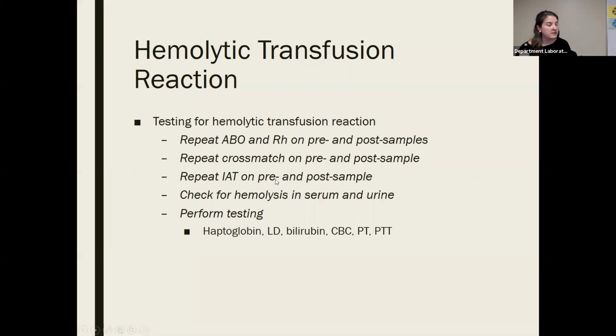We will check for hemolysis. Again, when we get our sample and spin it down, is there any visible hemolysis in that patient's plasma? And also, if they suspect a hemolytic transfusion, it's very important they send urine to the lab as well. Is there any hemolysis present in that urine? If it's severe, we also want to look for symptoms or findings typical that you see in hemolytic anemias, right? That haptoglobin is going to be decreased, the LD and bilirubin is going to be increased, and CBC and PT and PTT, right?